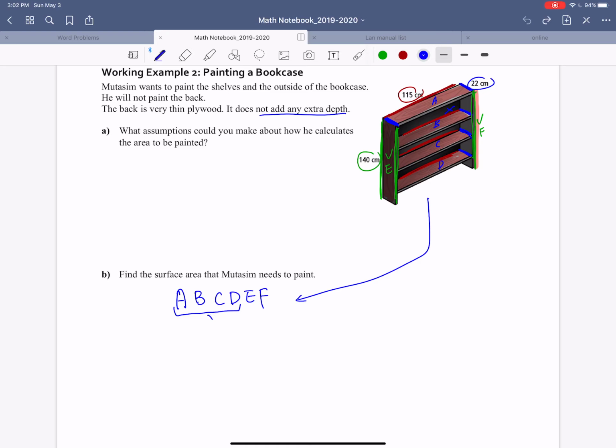So let's talk about how to calculate surface area. Surface area A times 4 basically will give you that. Area A is 115 times 22, because it's a regular rectangular shape, times 4. That's part of the answer, plus E and F. E and F are basically the same. You just calculate area of E times 2. So area of E is 140, which is the long side. The short side is 22, times 2. You can calculate this part, and add them together. You're done with the answer.